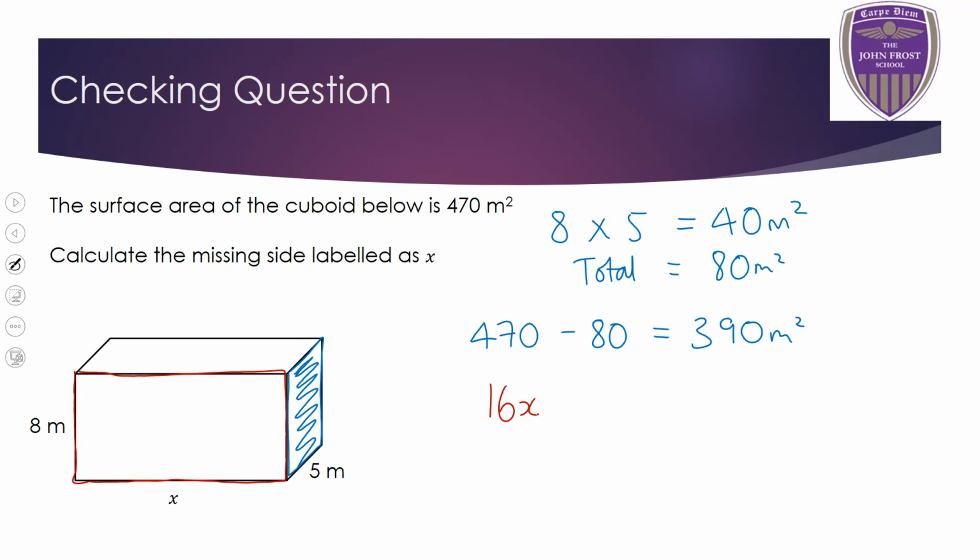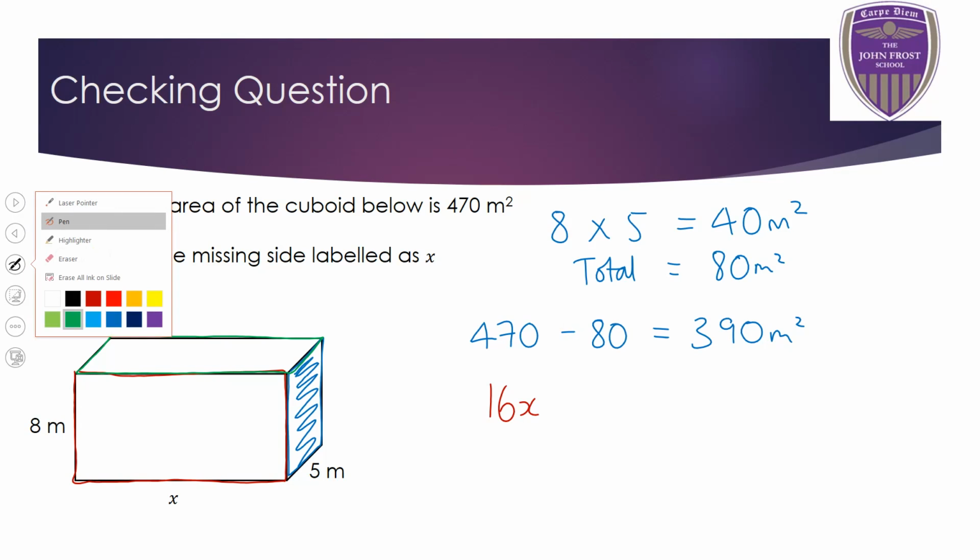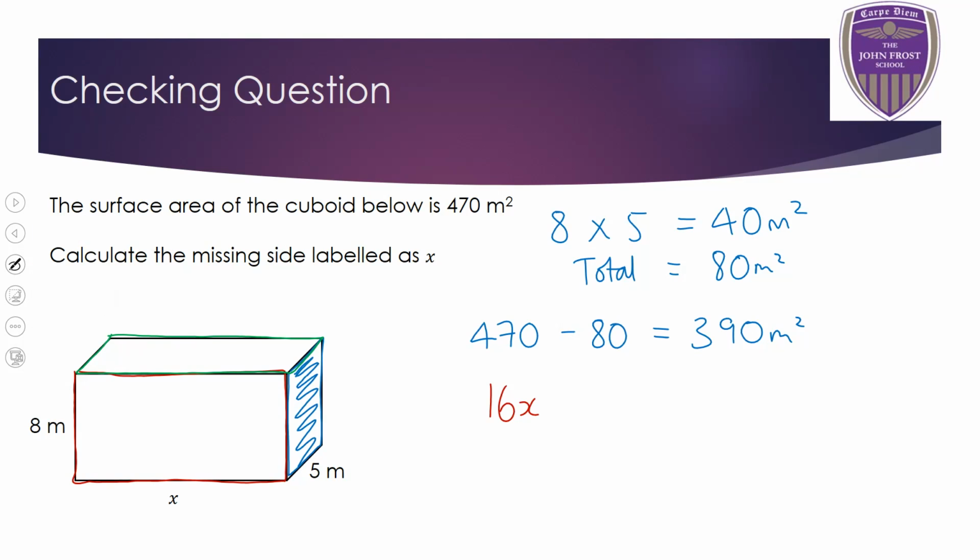If I was working out the top area, I would do 5 times x. But then I would do the same for the bottom, wouldn't I? So I've got 5 times x and another 5 times x, and in total that's 10x. So this 16x here is for the front and the back. This 10x here is for the top and the bottom. And those two together we know is going to give us 390. So collect these together: 16x plus 10x is 26x. So we're saying 26x equals 390.